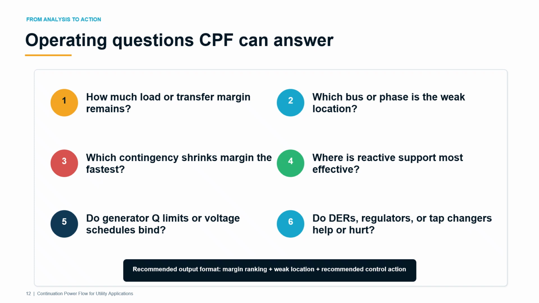CPF helps answer practical operating questions. How much load or transfer margin remains? Which bus or phase is weakest? Which contingency reduces margin the fastest? Where would reactive support be most effective? Do generator reactive limits or voltage schedules bind? Do DERs, regulators, or tap changers help or hurt? The most useful CPF output is a clear ranking of margin, weak location, limiting condition, and recommended control action.